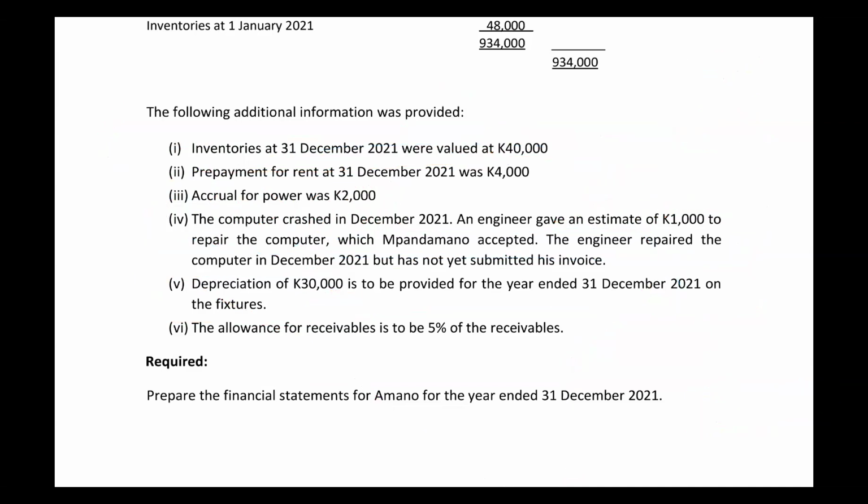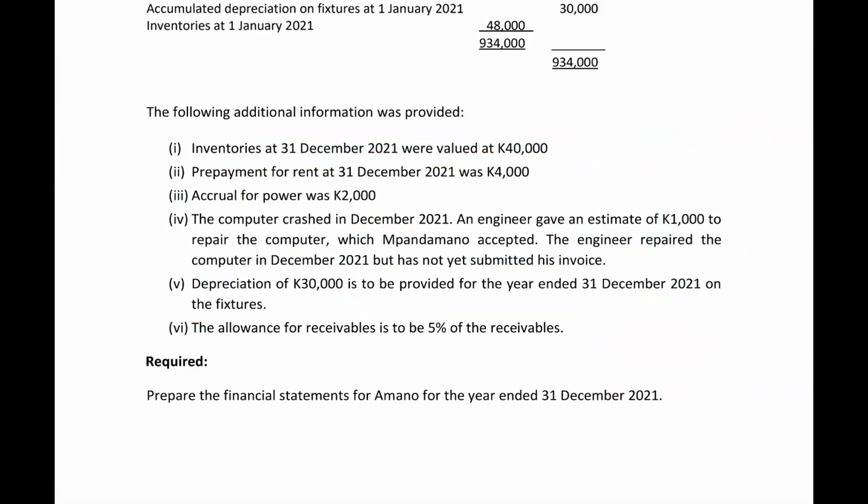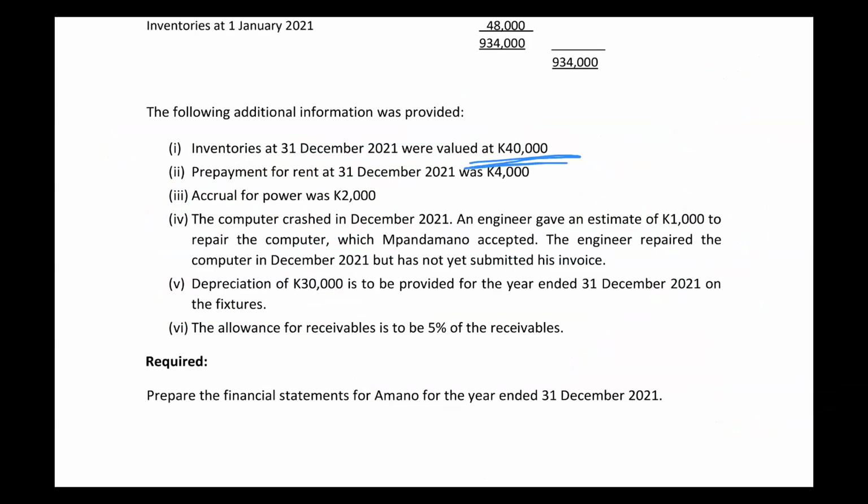All right, now, let me comment on inventory. This is the closing inventory. You know, the closing inventory is put under the profit and loss statement, right? There is a prepayment of 4,000 on rent. What do we do with the prepayments?